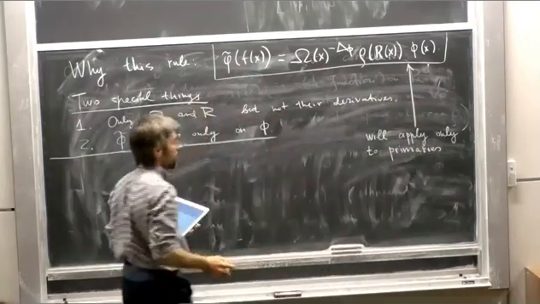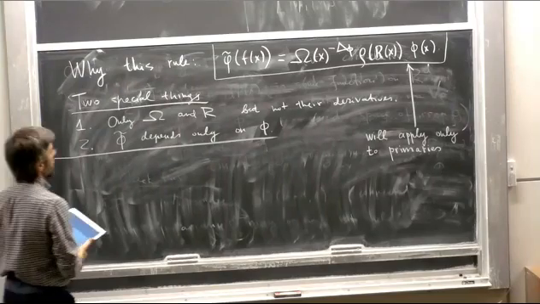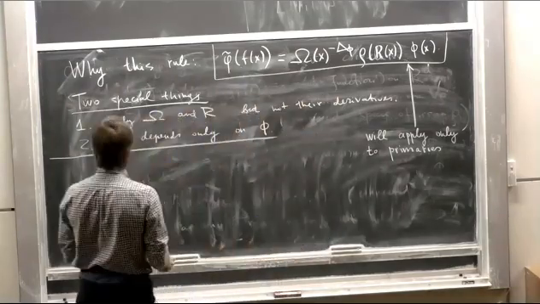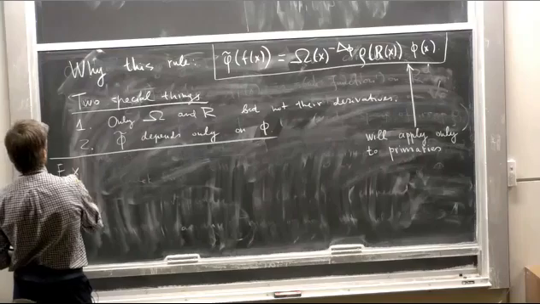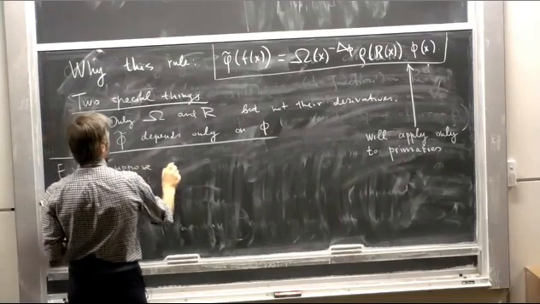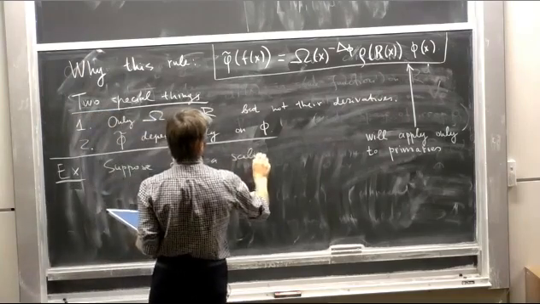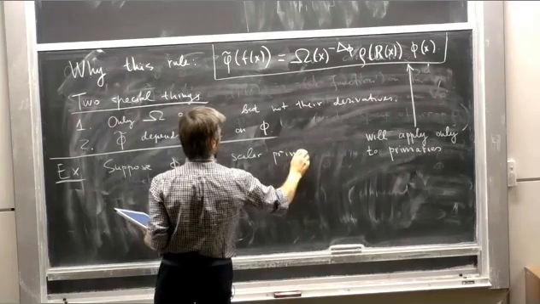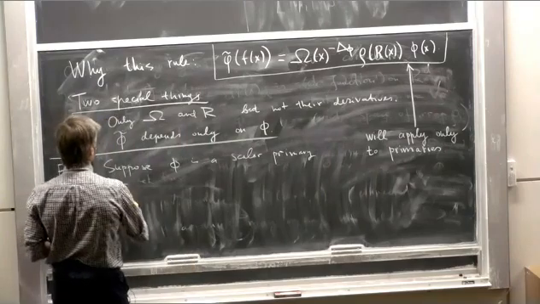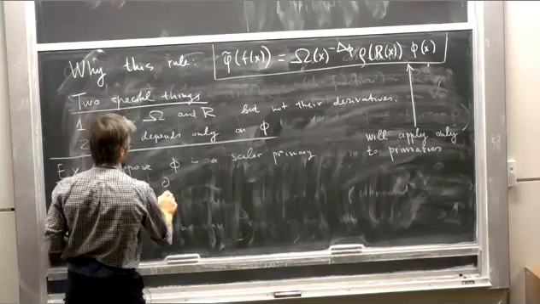And in order to convince yourself that not all fields are primaries is very easy. Let me consider an exercise. Suppose that phi is a scalar primary. And let me take another field which I will denote v mu, which by definition is going to be equal to the derivative of phi.